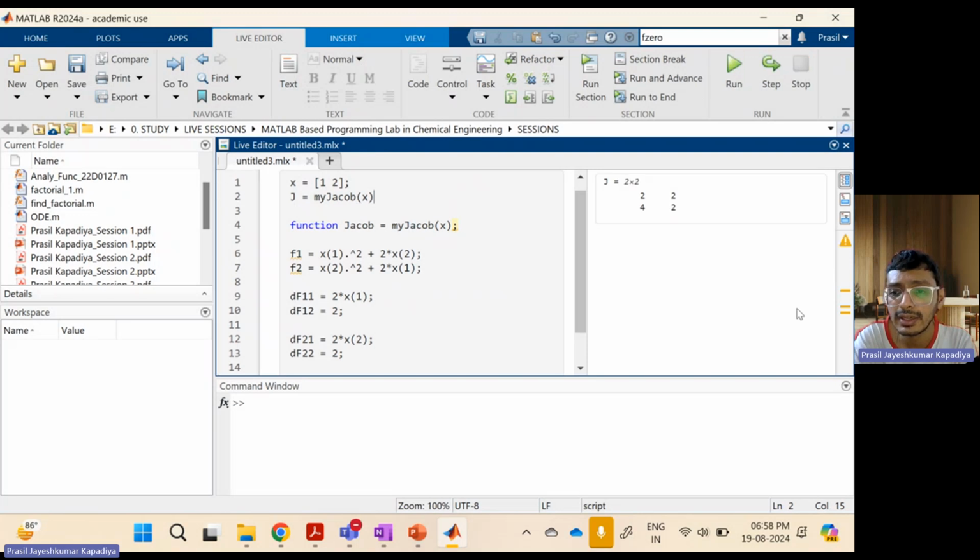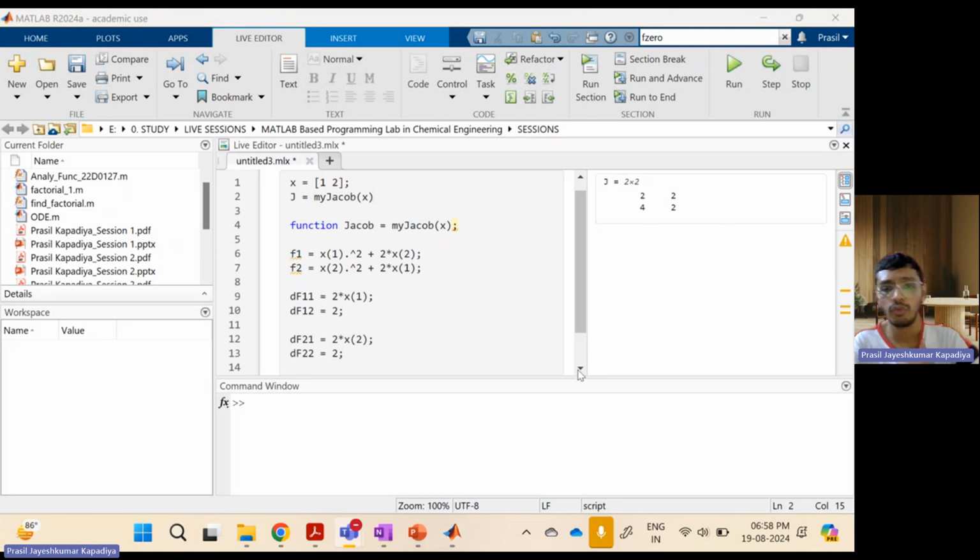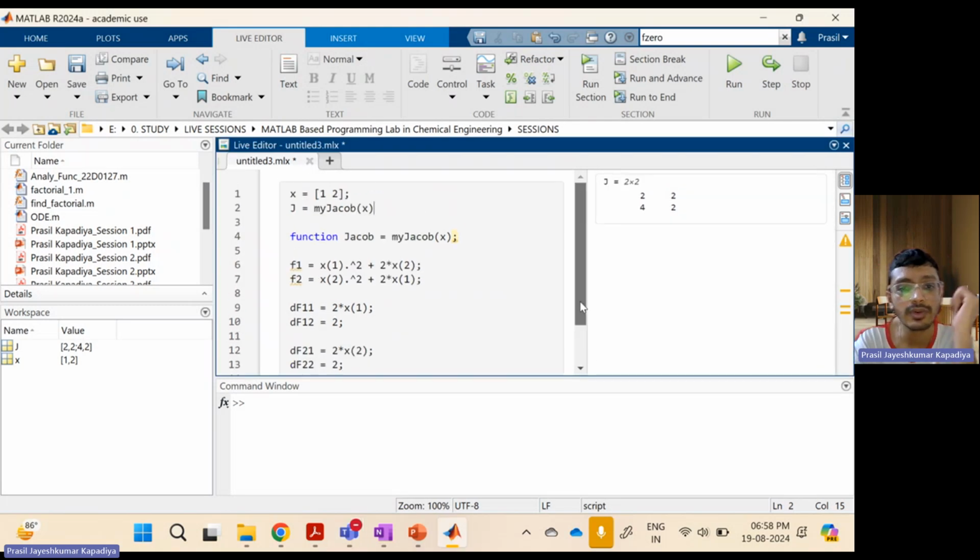So let's see what we are getting. I am getting 2 2 4 2. Is that the correct answer? My Jacobian is 2 into x1, x1 is 1, so 2, 2, then 4, 2. So this is how we can calculate Jacobian by writing one function. Currently it seems that this is useless, but this is a really important concept in numerical methods.